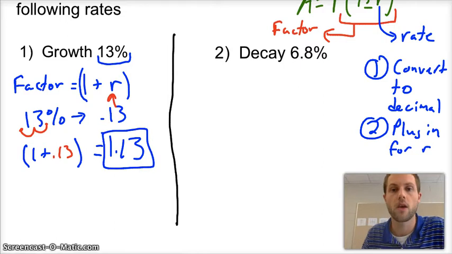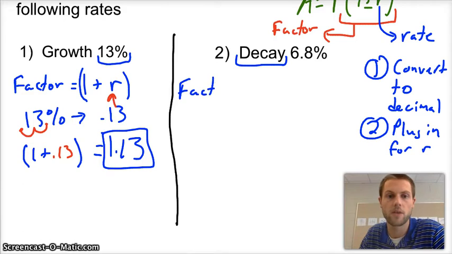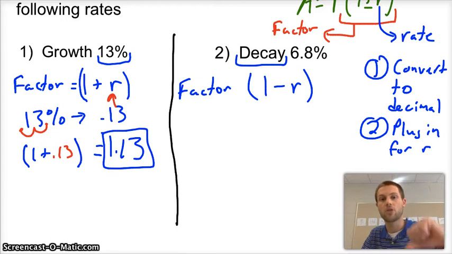That's it. Second one, the only difference here is I have a decay, and that's going to be a key thing to keep in mind here, because now when I'm looking at my factor, since I'm decaying, I'm going to use the subtraction of my rate. I'm decreasing by whatever my rate amount is.